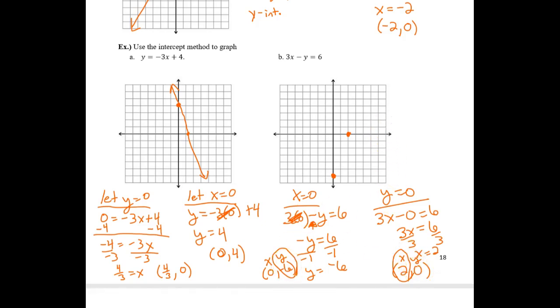So now I connect my dots, or my points. And there you go. I have my graph. So the idea is: let x equal 0, find the y-intercept. Let y equal 0, find the x-intercept.